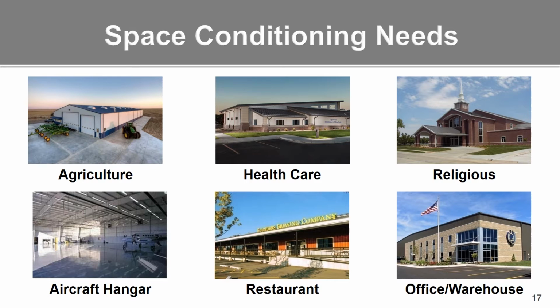Obviously, buildings such as healthcare, restaurants, churches, office spaces would be fully conditioned. But you may have a split case condition where your office is fully conditioned and your warehouse is semi-heated. So for that case, we recommend you investigate the provisions within ASHRAE 90.1. That way you could meet the fully conditioned space for the office area and then use the semi-heated space provisions for the warehouse area.